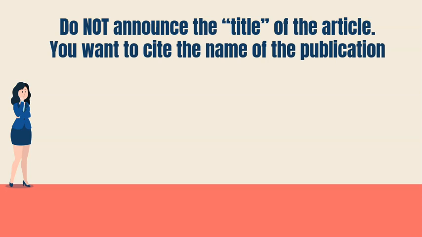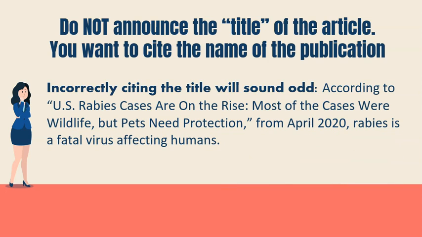Be very careful. Do not announce the title of the article. You want to cite the name of the publication. Incorrectly citing the title will sound odd. For example, according to U.S. rabies cases are on the rise. Most of the cases were wildlife, but pests need protection.